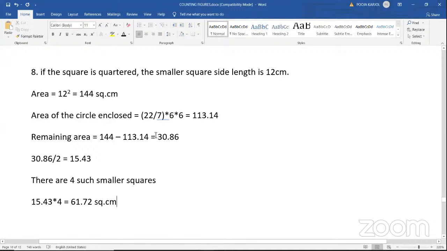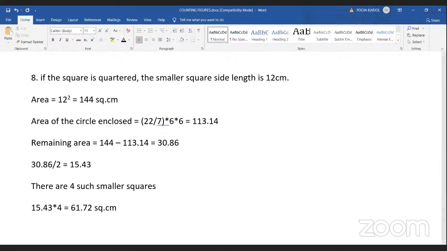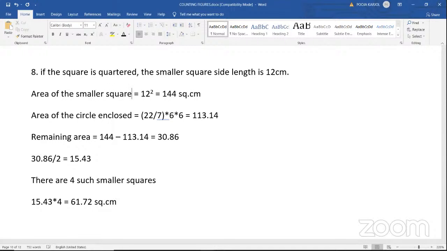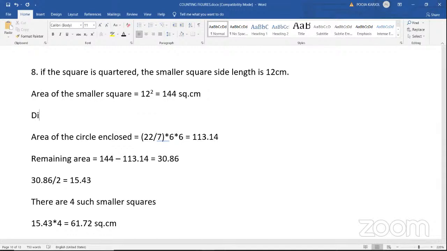Okay, see here. If you quarter the square in equal parts, meaning divided by half, we'll get a small square in the middle which has a side of 12 centimeter. So the area of the smaller square would be 12 square, which is 144 square centimeter. Area of one smaller circle would be pi r square, which is 22 by 7 into 6 into 6.